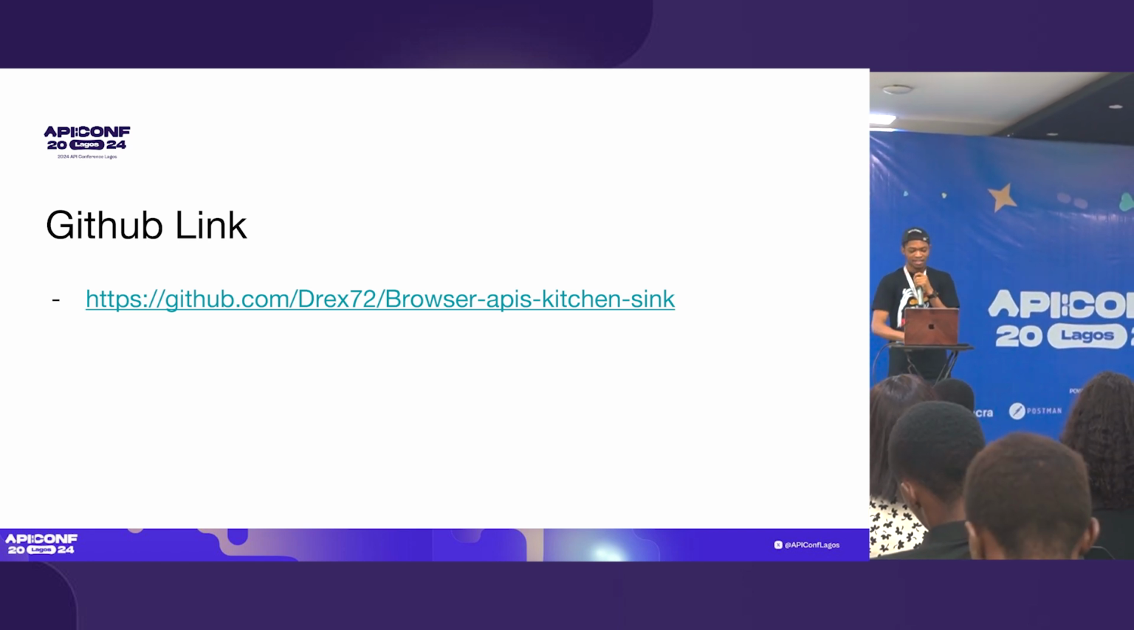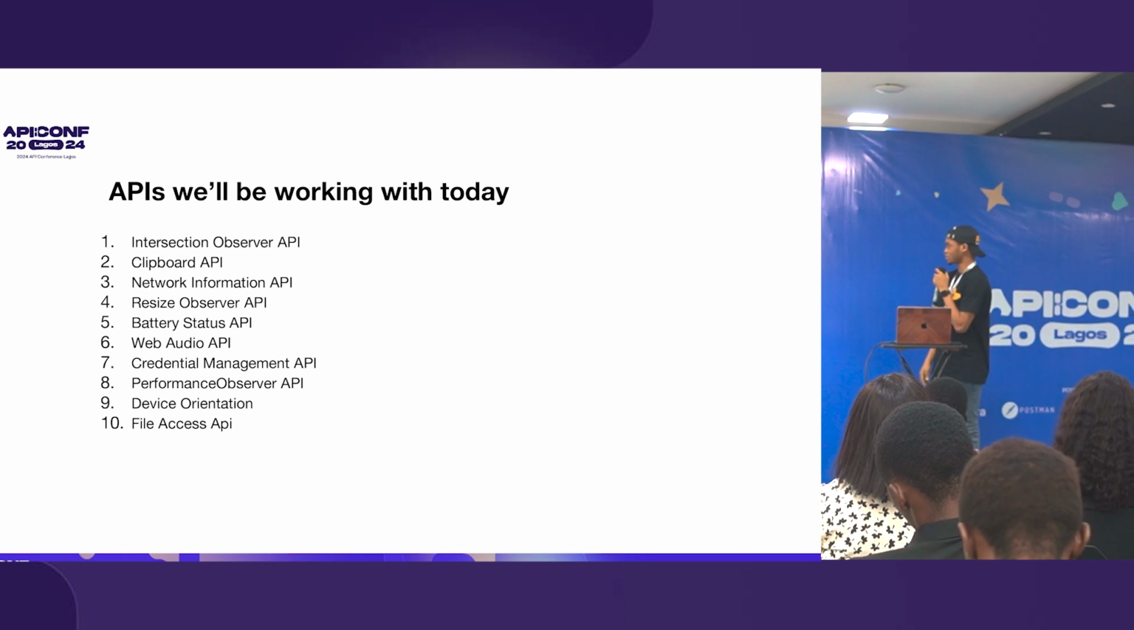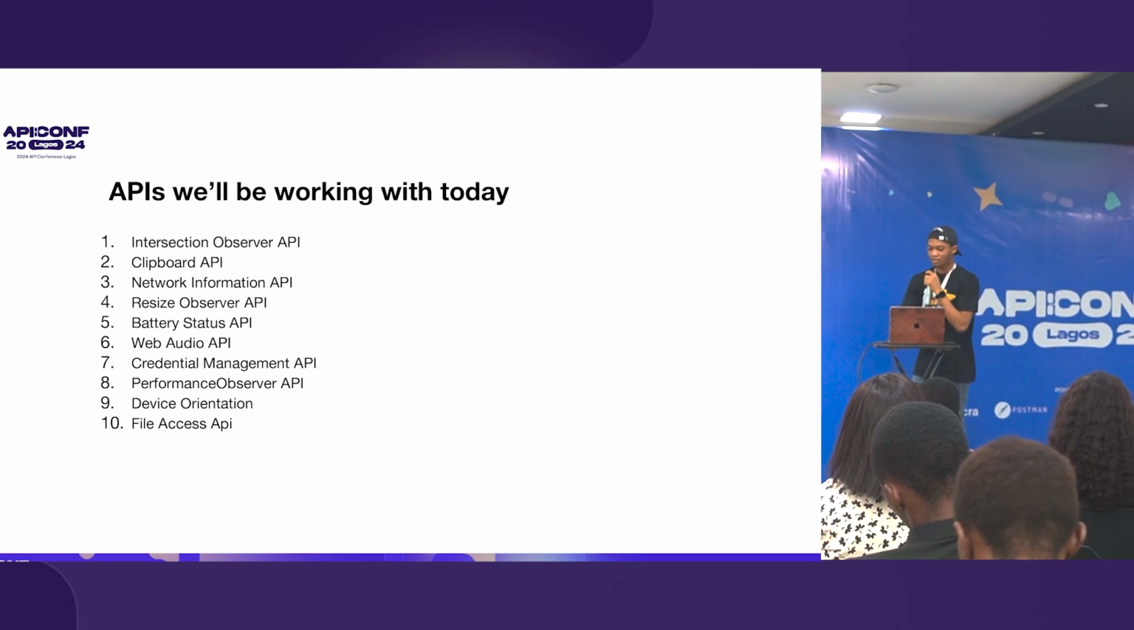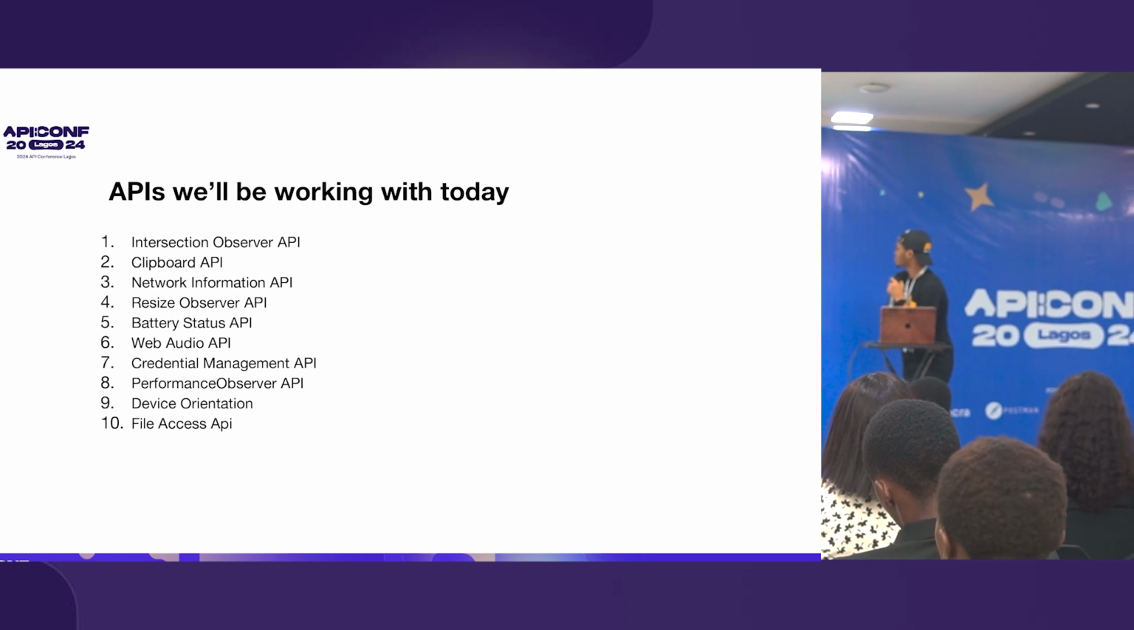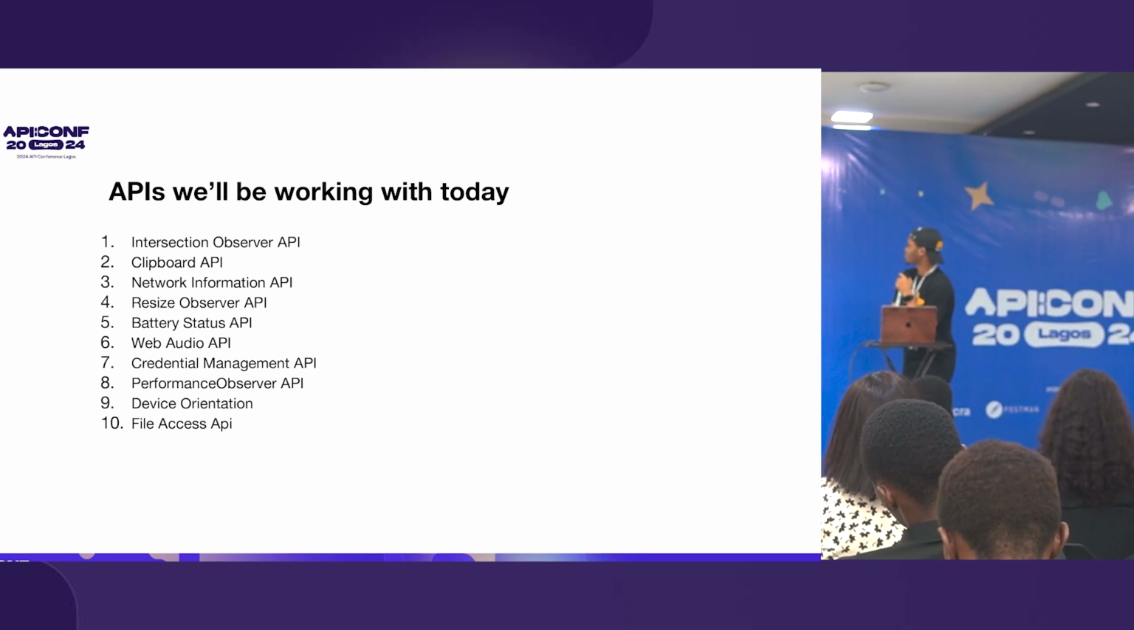So there's a Battery Status API. Currently my laptop is how many percent? How do I check that now? It's supposed to be showing up here.